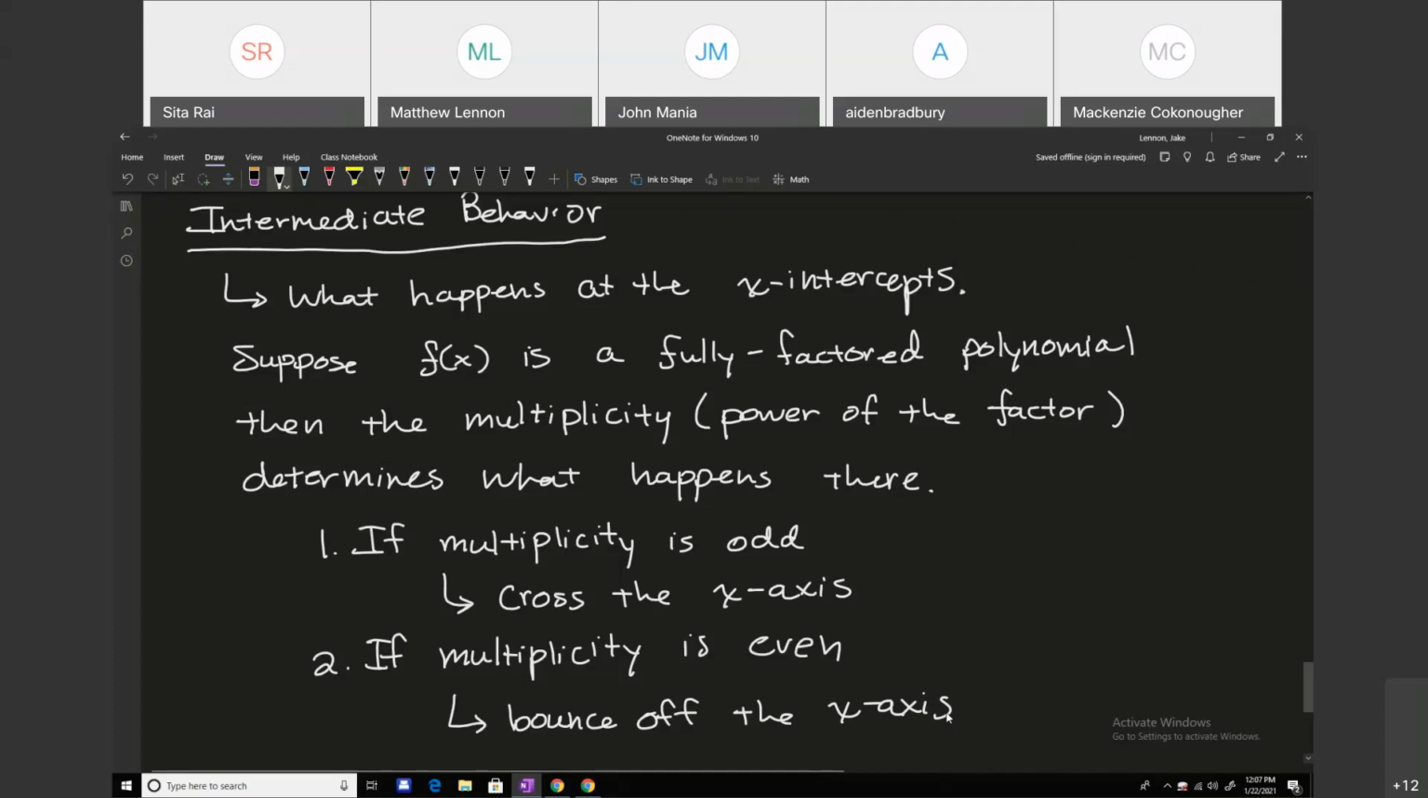Let's look at how we can put end behavior and intermediate behavior together to graph a polynomial of higher degree. Let me check the chat, see if there's any comments.